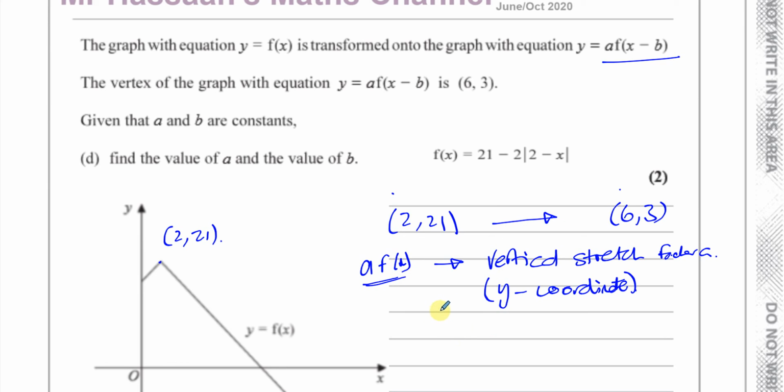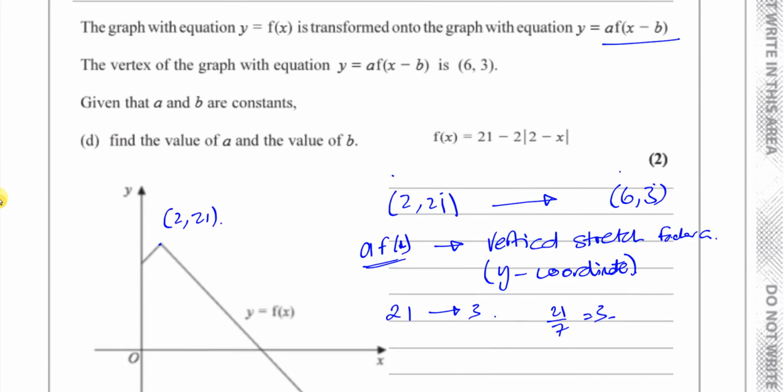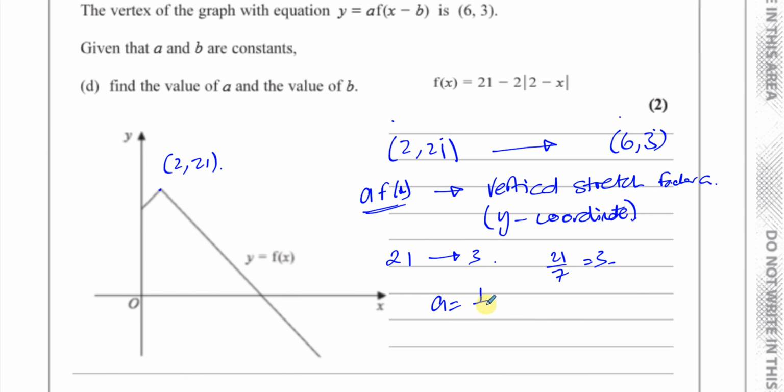So we can see here that the y coordinate went from 21 to 3. So basically we can see that it's been divided by 7. 21 over 7 is equal to 3. That means a must be equal to 1 over 7, because if you multiply 21 by 1/7, you're going to get 3. So a is 1/7.